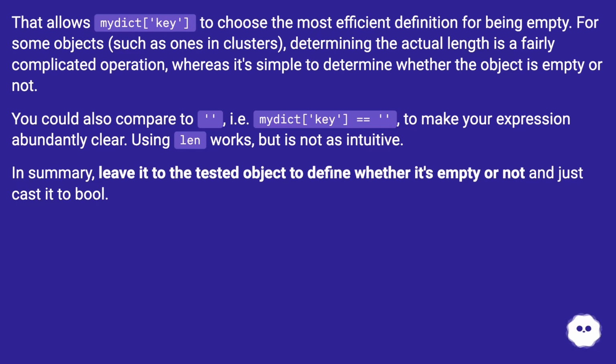You could also compare my_dict[key] to an empty value to make your expression abundantly clear. Using len works, but is not as intuitive. In summary, leave it to the tested object to define whether it's empty or not and just cast it to bool.